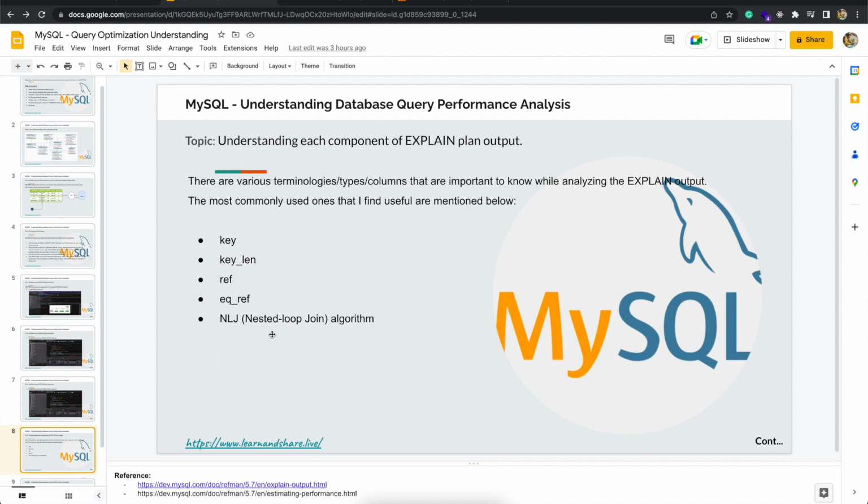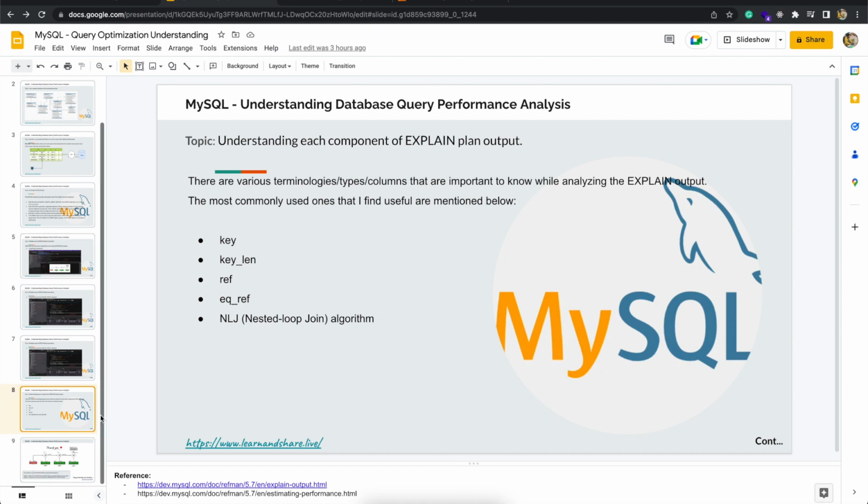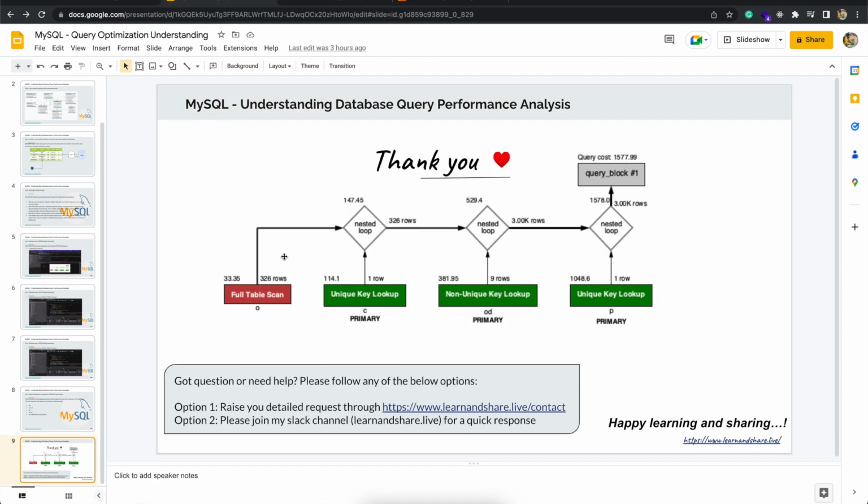So there are two types of NLJ concept, or execution of the nested loop join algorithm. You can read more about that in the MySQL documentation. I have already shared that reference link, which is available here, right? And this was the final point that I wanted to cover.